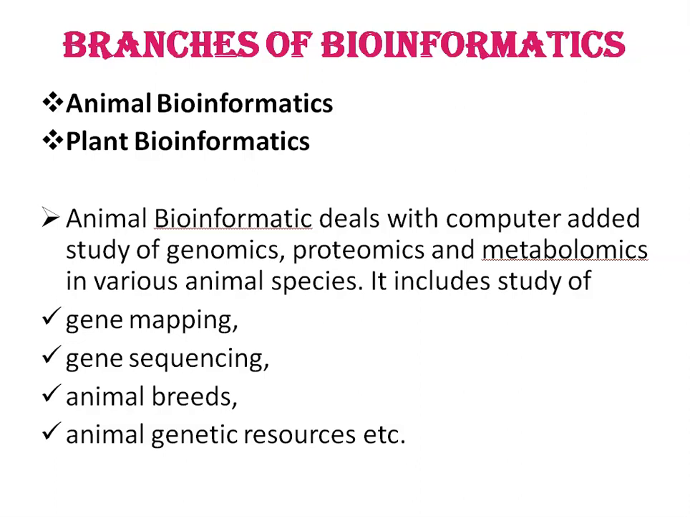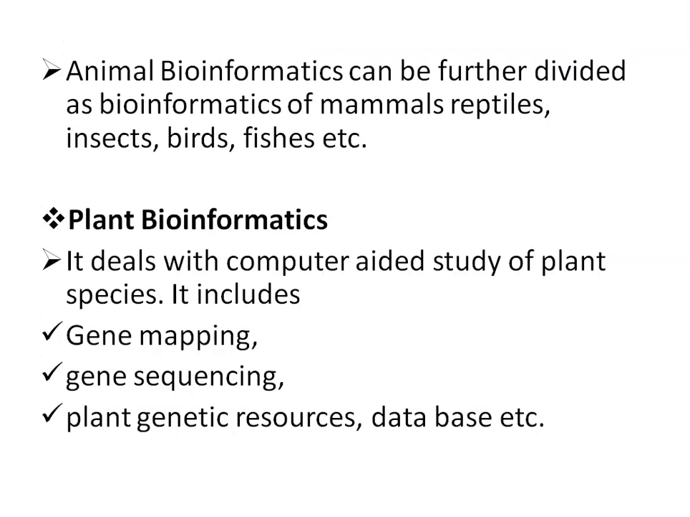Now, what is gene mapping? If you remember, gene mapping is a technique for identifying the location of genes on chromosomes and the distance between them. Then gene sequencing. Gene sequencing or DNA sequencing, right, is a laboratory technique that determines the order of the nucleotides or bases in a DNA molecule. And the sequence of bases encodes the biological information that cells use to develop and operate, right? Animal bioinformatics can be further divided as bioinformatics of mammals, reptiles, insects, birds, fishes, etc.